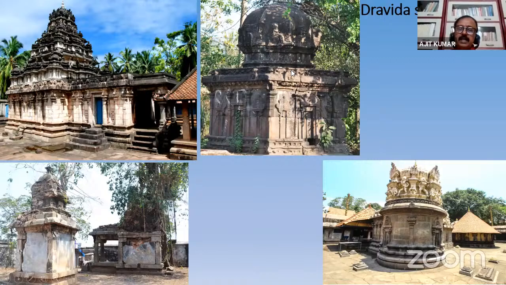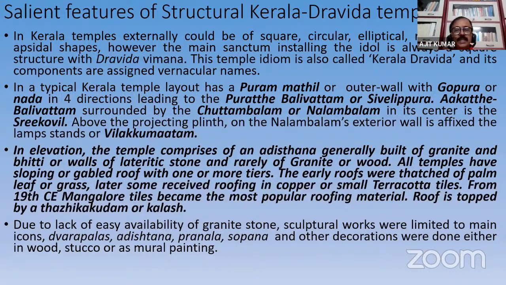Apart from that, in the Palakkad and Malappuram region also, we notice typical Dravidian, totally stone-built temples, clearly indicating that there was an influence of the Tamil tradition in this region. So apart from the typical Kerala Dravida style, we also have temples built in the typical Dravidian style in South Kerala, as well as in areas connected with Tamil Nadu, especially the Palakkad gap. And now we are coming to the Kerala Dravida temples. The Kerala temples externally could be square, circular, elliptical, or rectangular, or even apsidal in shape.